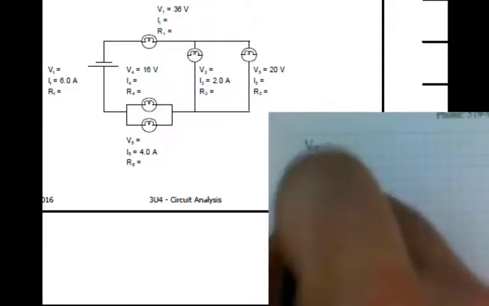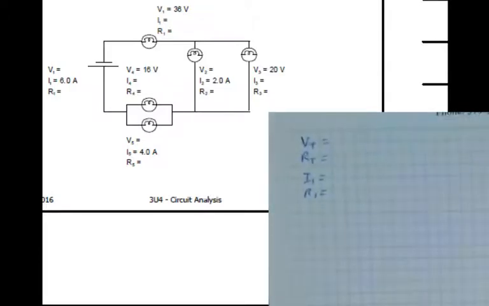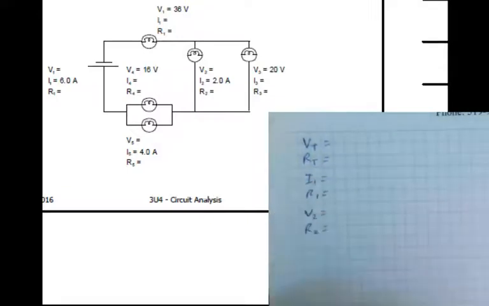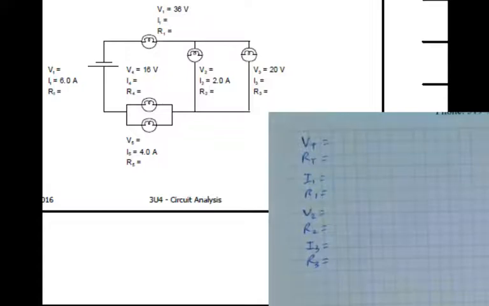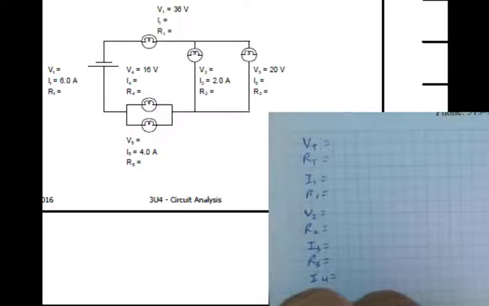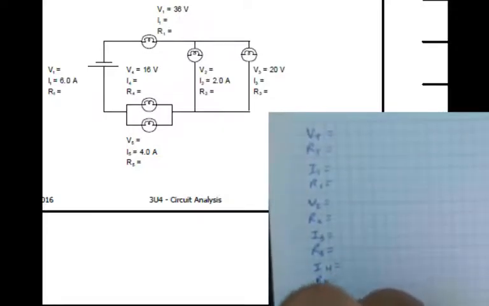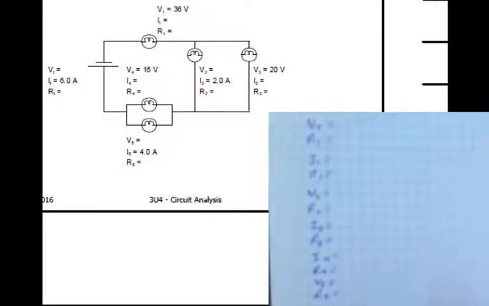Moving on, I have I1 and R1 being unknown values. For 2, I have V2 and R2. For 3, I have I3 and R3. And for 4 and 5, I have I4, R4. 5, we have V5 and R5. So these are my unknown values, so I have to do a full circuit analysis of this.